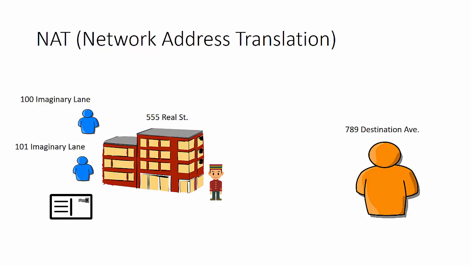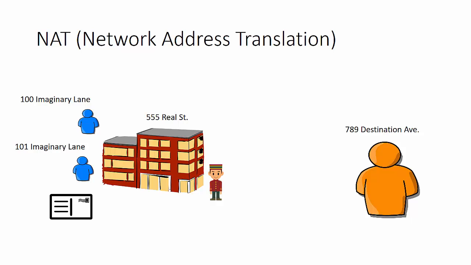And then what you do is you hand your postcard to the nice doorman who lives at 555 Real Street. So you say, hey, doorman, can you please deliver this postcard for me? And he says, no problem. And then what he does is he changes your return address to be 555 Real Street, unbeknownst to you. And then he sends out the postcard to Destination Avenue.